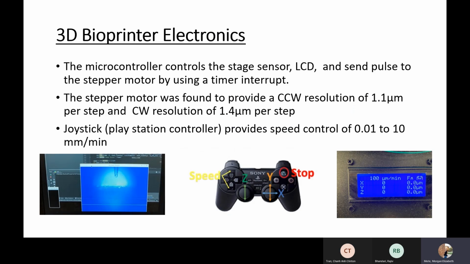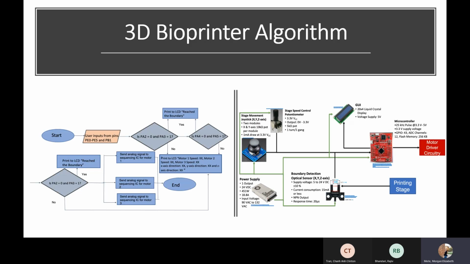And when it comes to the bioprinter electronics, the microcontroller dictates the functions of the stage sensor and LCD and sends a pulse to the step motor by using a timer interrupt. We can see in the images below, starting with the one on the left, the stereo microscope view of the printing capillary aligned with the glass printing stage. In the middle picture, we can see the control functions of the joystick. In the image to the right, we can see the speed settings on the LCD.